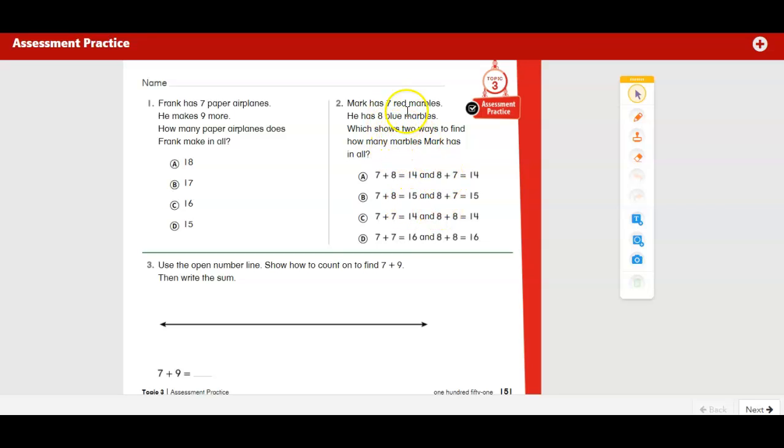can find 7 and 8 marbles to find the total of his 7 and 8 marbles together. So which answer choice below shows both equations that represent how we could add Mark's marbles together to find the total?